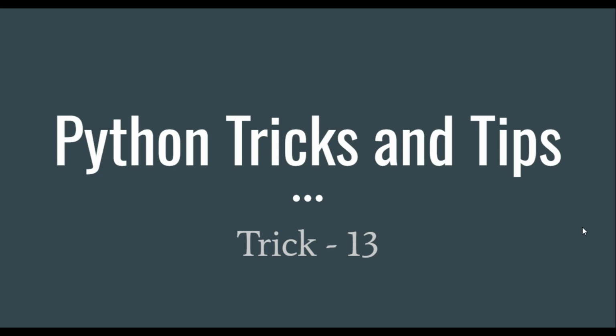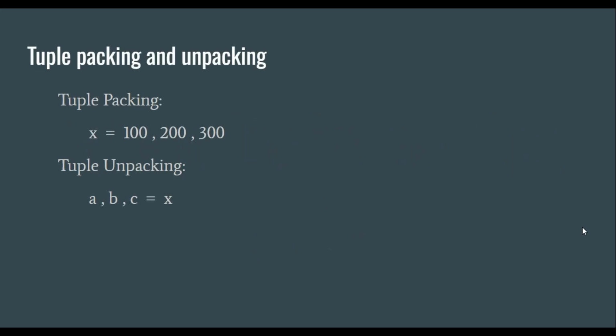As we are seeing Python tricks and tips, here is our next trick. Here is the concept of tuple packing and unpacking. Tuple packing means you are packing values in one tuple. In a tuple, round brackets are not mandatory. When you take values in this way, this is one tuple. So x is one tuple and you are packing 100, 200 and 300, these three values in one tuple, right?